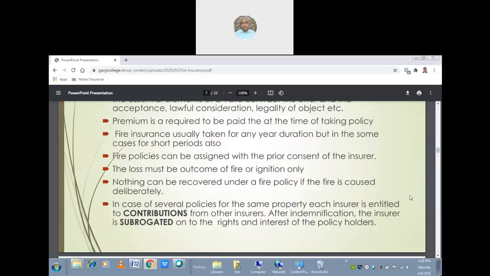The loss must be the outcome of fire or ignition only. Sir, if the fire is not there, suppose a natural calamity is there, then can't he claim it? Then they say fire includes natural calamities. These are clearly written in the contract. What is clearly written in the contract will be indemnified by the insurer at that time. So that is fire including ignition only. That ignition I already told you: ignition through light, ignition through smoke, ignition through combustion. This is the way I made it.